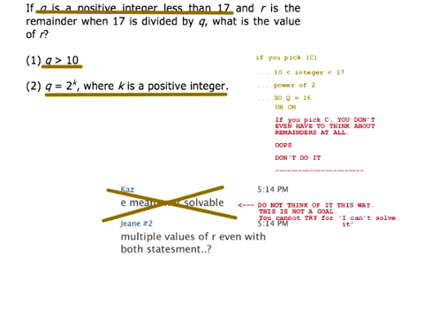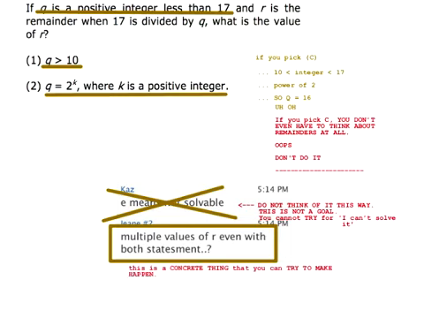If this is your understanding of what choice E means, it's no wonder that you find this stuff hard. This is what choice E means: it means that there are two or more possible answers. This is actually a concrete thing that you can make happen. If you know that this is what E means, then it's really obvious that the answer to this is not E, because E would mean that there are multiple values.